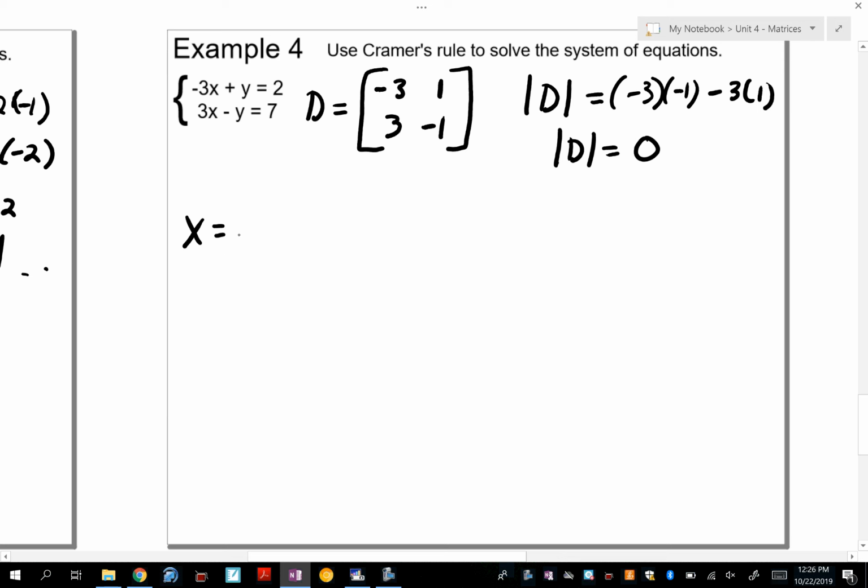x equals, y equals. So, to solve for x, like we did on the last example, I'm going to replace the numbers that came from x. These numbers, -3 and +3, came from x. So they're going to be replaced by 2 and 7.